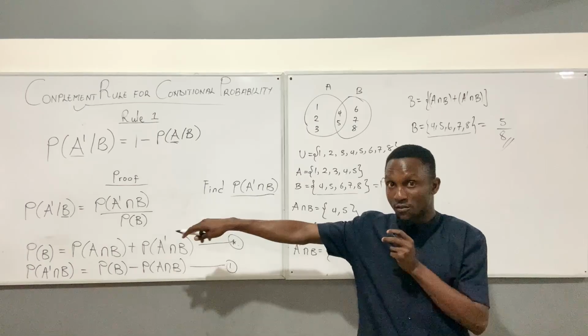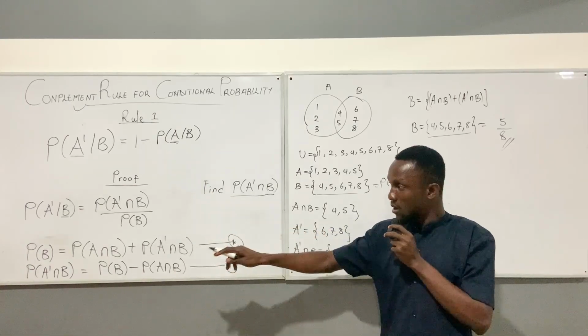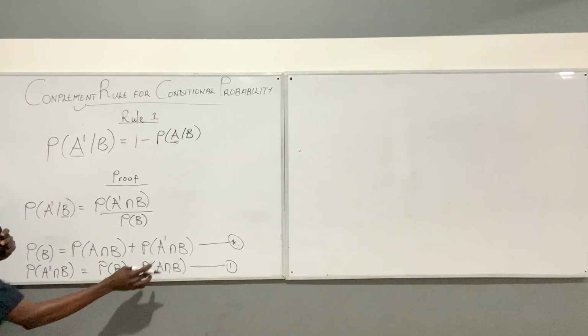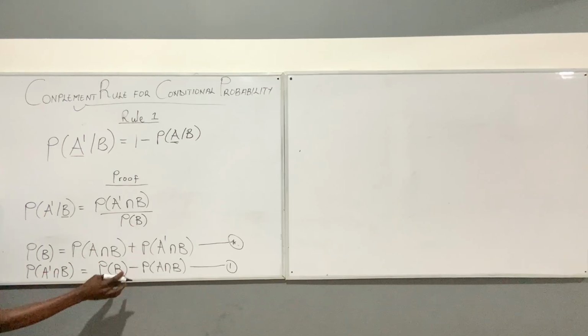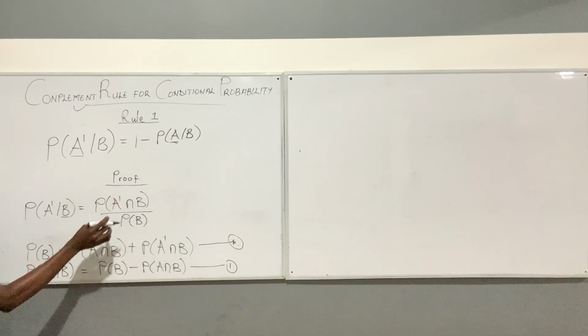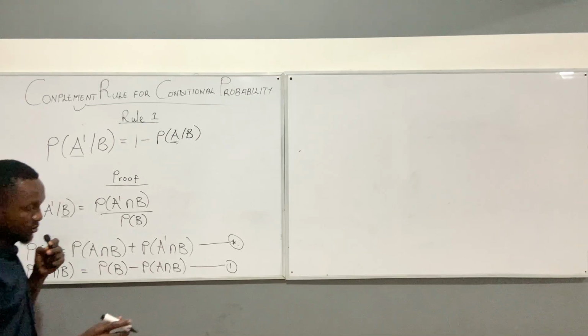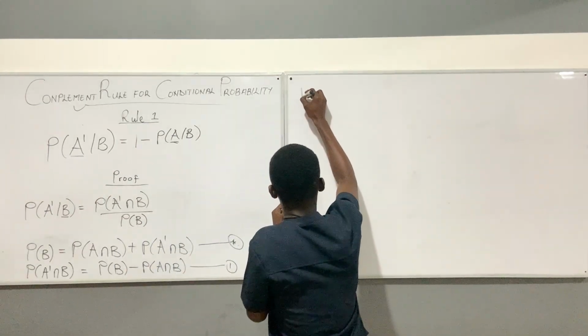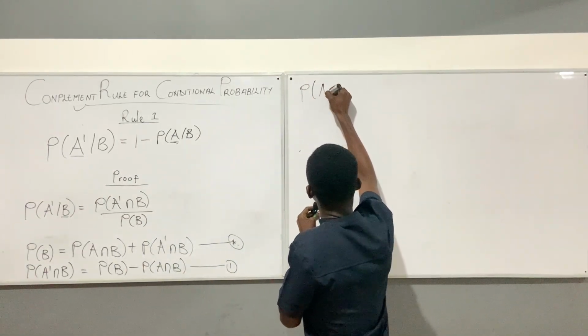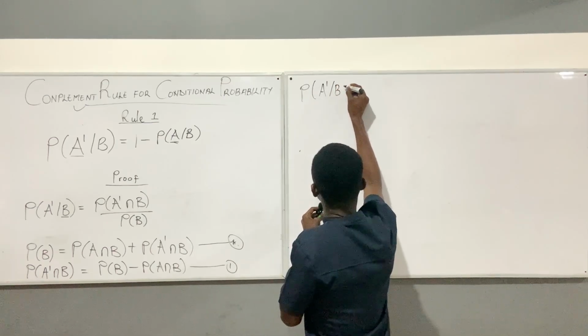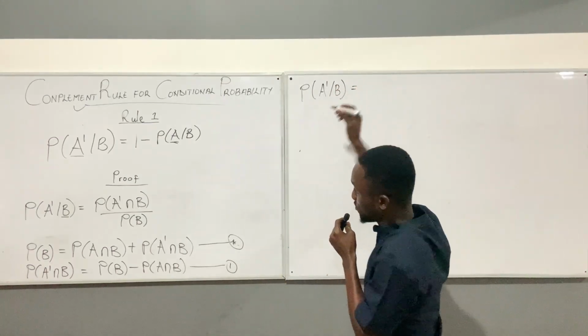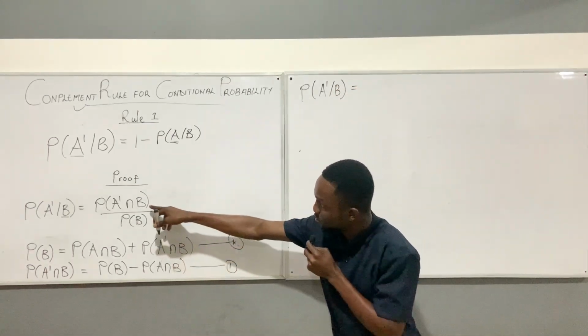It holds for any variable you are working for. Now let's continue from where we ended. This is our original equation and this is equation 1. Let us put equation 1 into the original equation and see what will happen. So this is going to give us the probability of A complement as B has occurred. Now let's fix everything here to replace that.